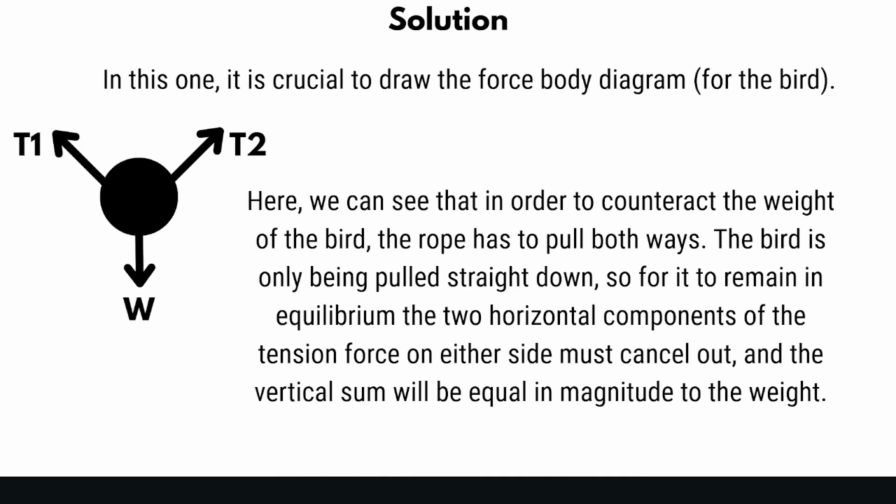Okay, so this one, it is crucial to draw the free body diagram. So we can see that in order to counteract the weight of the bird, because the bird's in equilibrium, the rope has to pull both ways. The weight of the bird only goes straight down, right? So for it to remain in equilibrium, the two horizontal components of the tension force on either side of the bird must cancel out, right? And then the vertical sum of the two tension components on either side has to be equal in magnitude to the weight in order to oppose the weight.